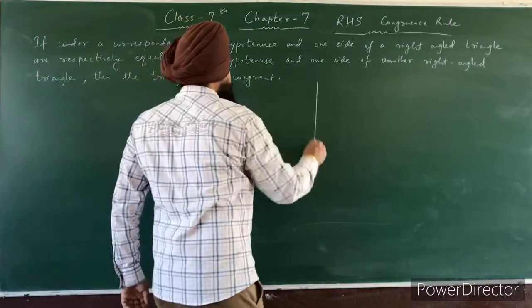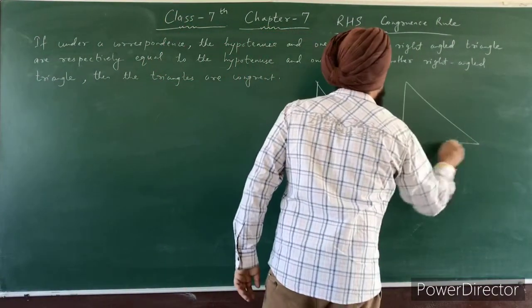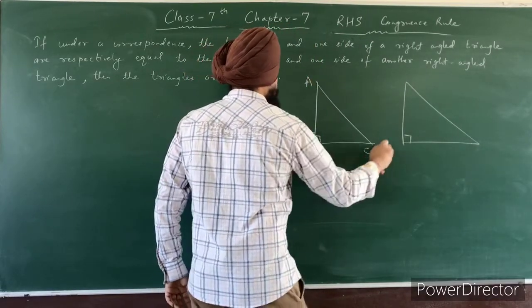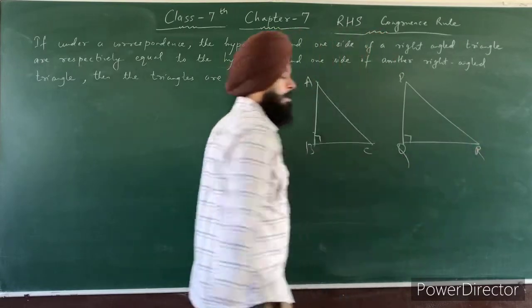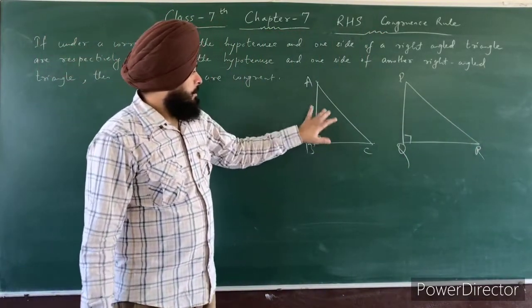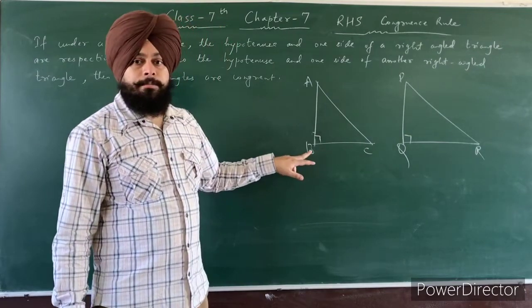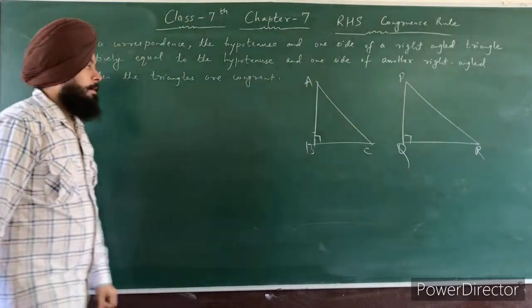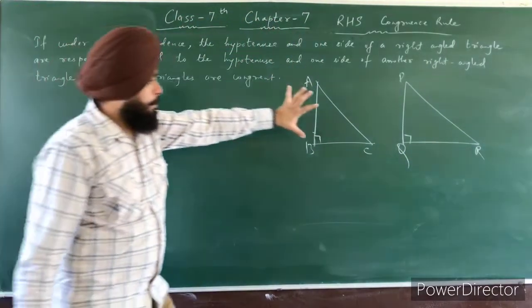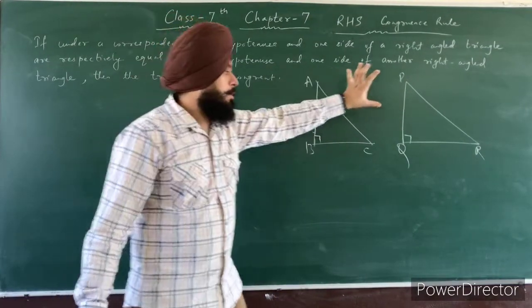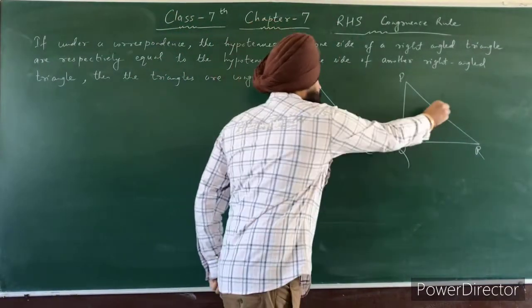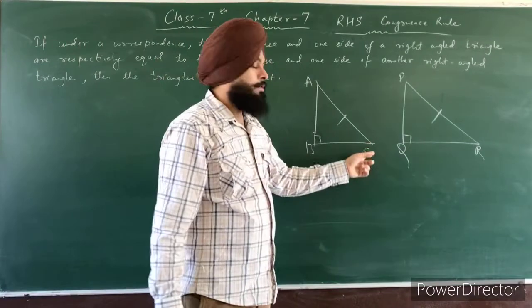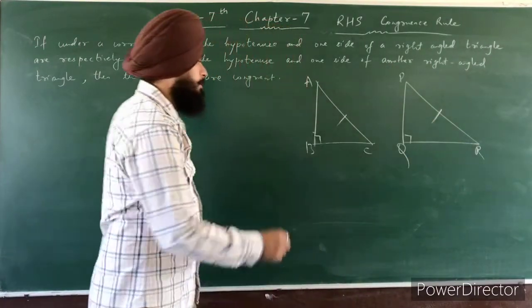So for example, there are two right triangles in which triangle ABC is right angled at point B and triangle PQR is right angled at Q. Suppose the hypotenuse AC is equal to the hypotenuse PR of the other triangle. Hypotenuse is that side which is opposite to the right angle. So hypotenuse AC is equal to hypotenuse PR.